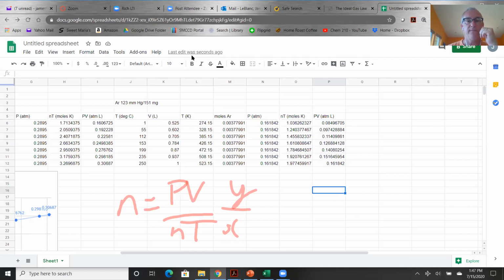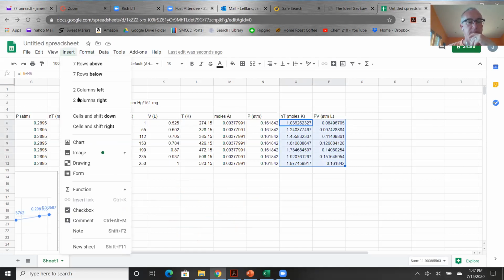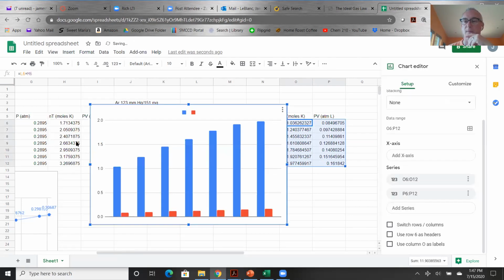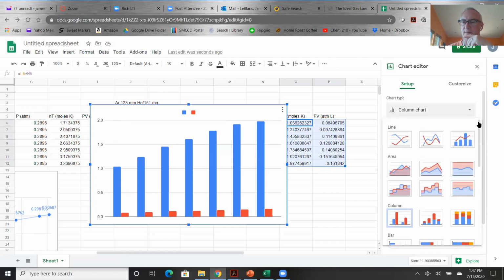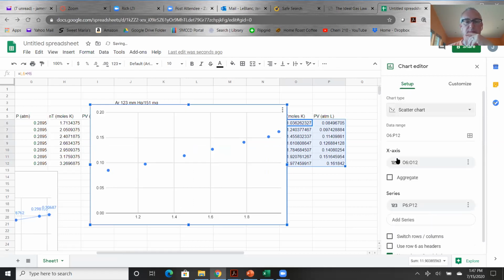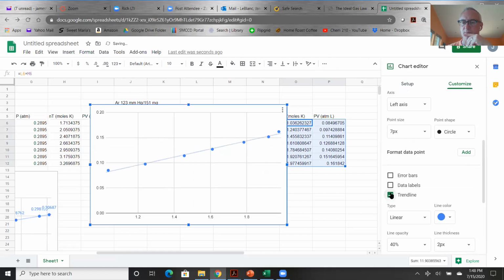So let's start over again, and then we'll compare the two. Let's see if we get something different. Drag what I want. Go to Insert again. I want a chart. Now, why didn't it just give me a scatter like I wanted? Okay, scatter. And I want to customize it. My series, I want the trend line.